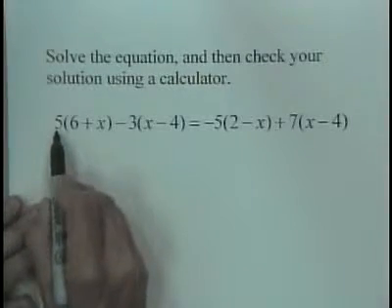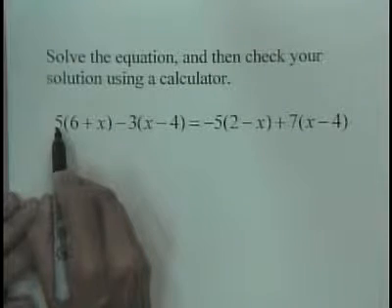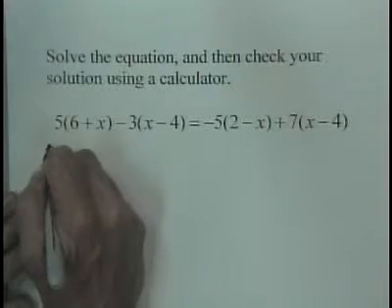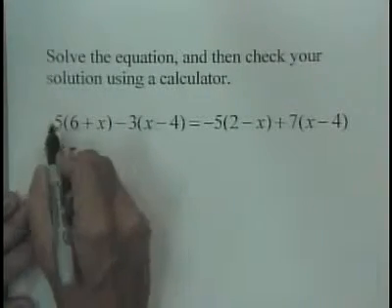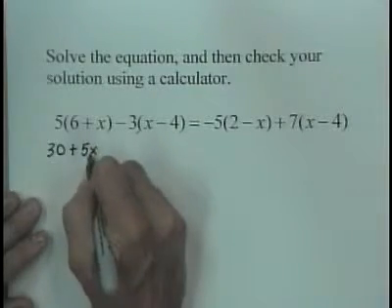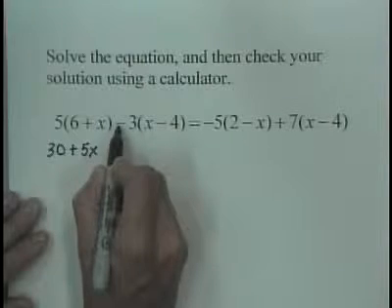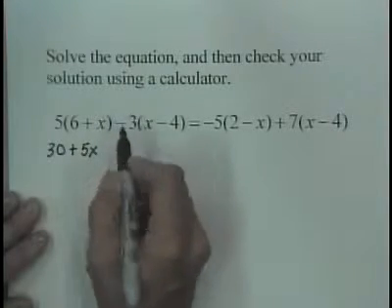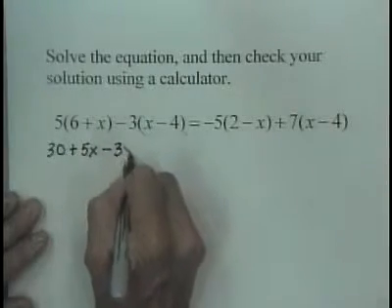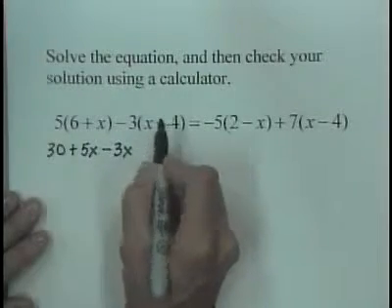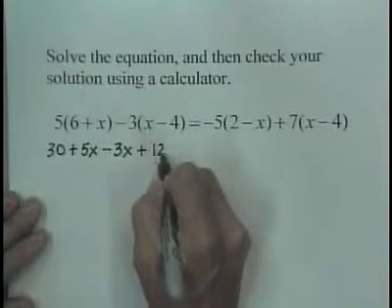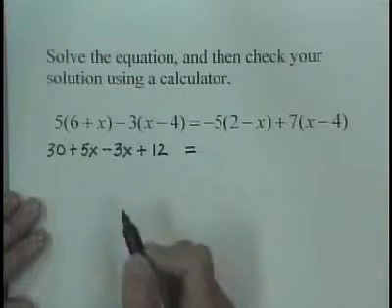I'll go ahead and work by distributing, starting with the 5 at the left. 5 times 6 is 30, plus 5 times x is 5x. Now I want to distribute negative 3. Be sure to carry along this negative. Negative 3 times x is negative 3x. Negative 3 times negative 4 is positive 12.